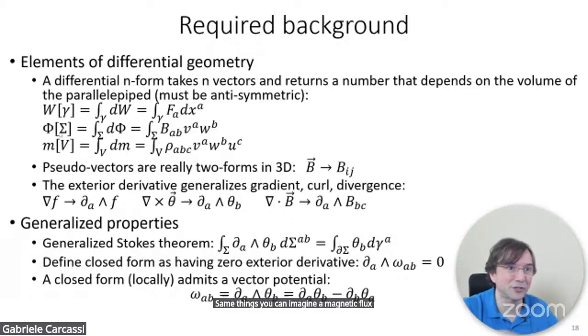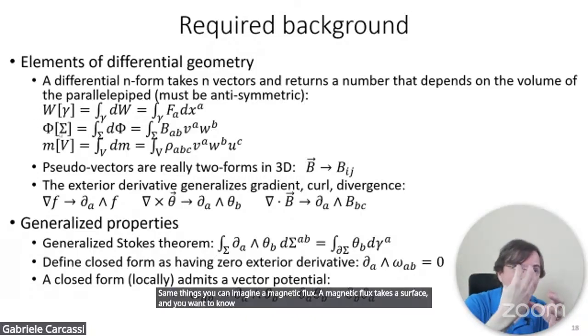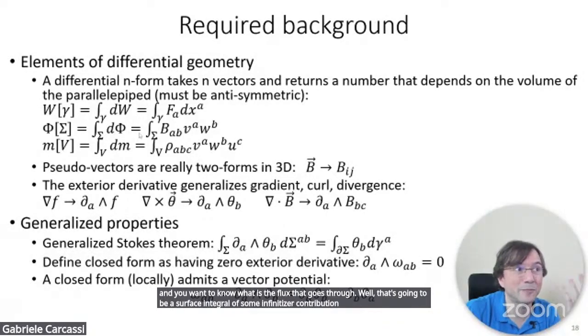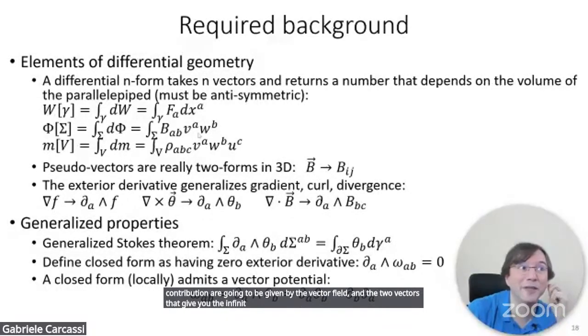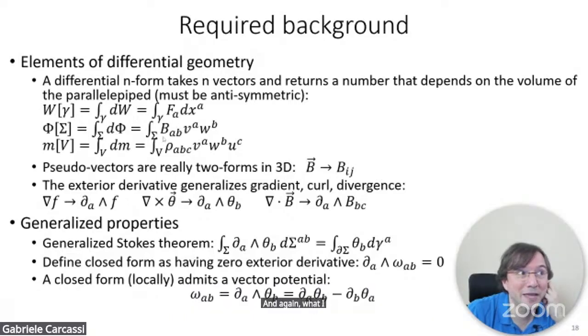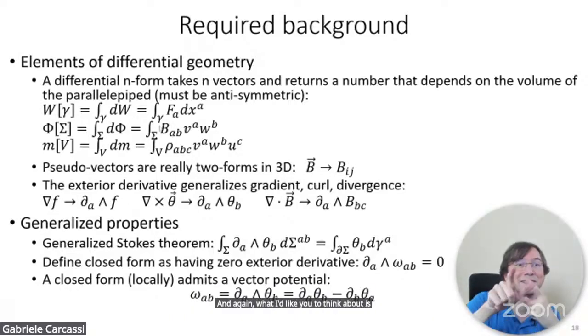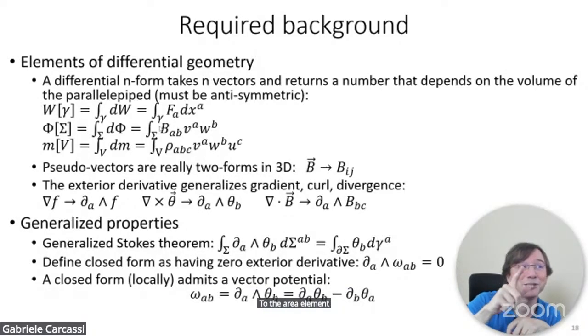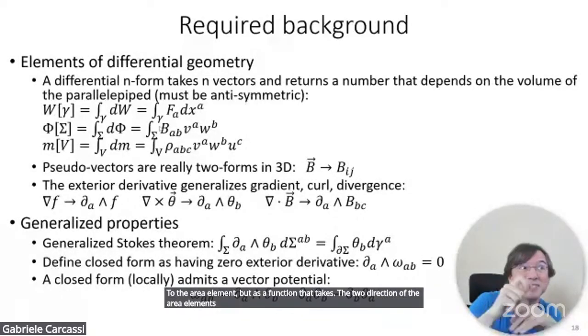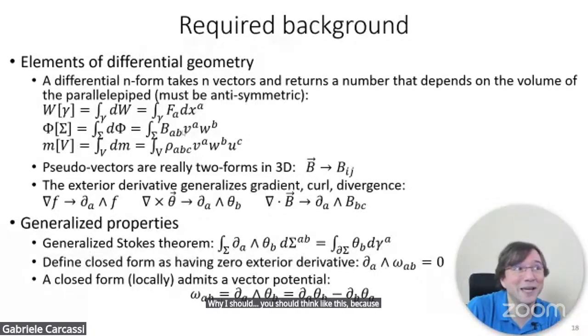A magnetic flux takes a surface, and you want to know what is the flux that goes through. Well, that's going to be a surface integral of some infinitesimal contribution. And the infinitesimal contribution is going to be given by the magnetic field and the two vectors that give you the infinitesimal area element. And again, what I'd like you to think about is the magnetic field not as the vector that is perpendicular to the area element, but as a function that takes the two directions of the area element, the two vectors that make the area, and gives you a number. Why should you think like this? Because this is the way that things generalize.